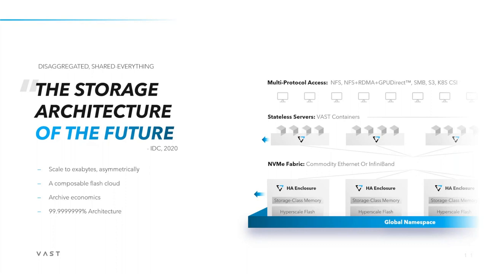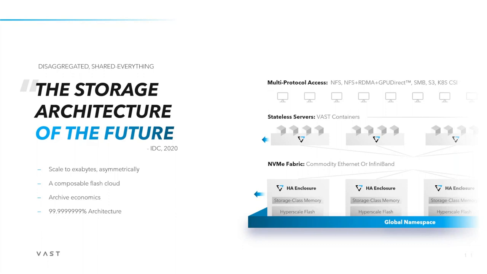Those stateless containers do everything from interpreting the NFS to managing the metadata that's down at the bottom in the HA enclosures that can be our original 56 SSD enclosure in 2U or the new series enclosure that holds 338 terabytes in 1U in QLC and then includes additional storage class memory to act as the write buffer and to hold all the system metadata.